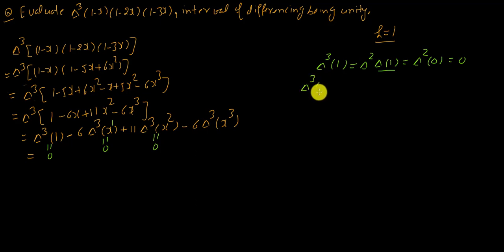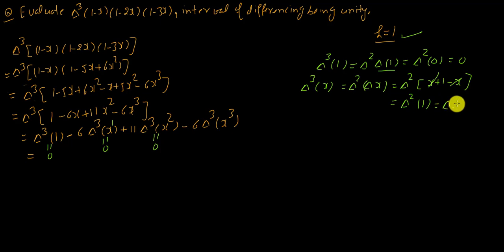Now delta cube x, it will be delta square delta x. Delta square delta x is x plus 1, that is x plus h minus x, and the interval of differencing given here is 1, so this will cancel out, so we are left with delta square 1, so this can be written as delta 1, and the forward difference operator of a constant quantity is 0, so this is again 0. Fine.